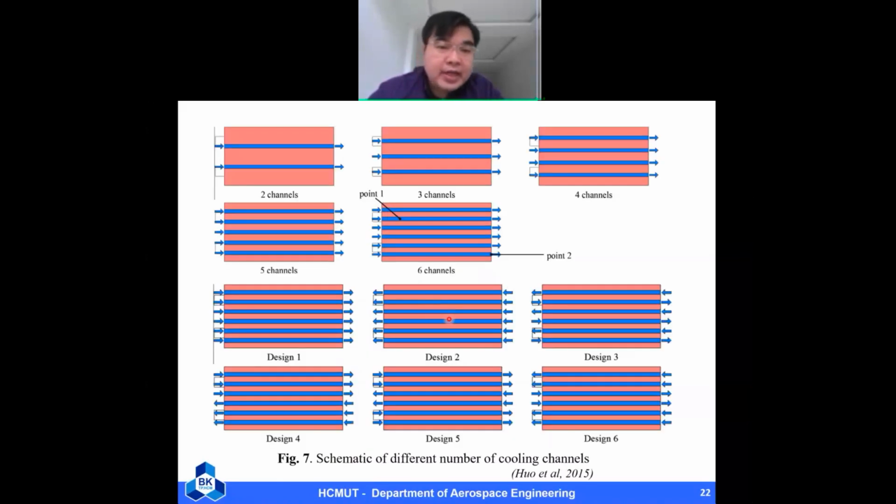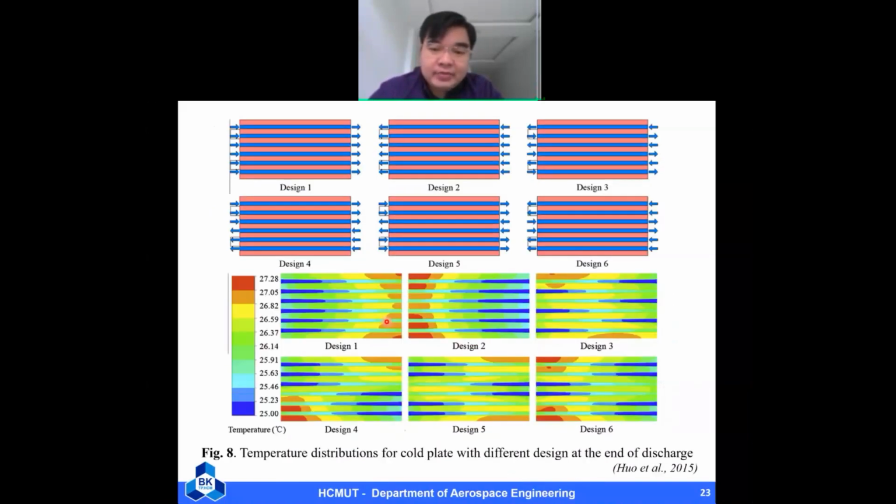Clearly, with simulation, you can do anything you want, because from 2 channels, 3 channels, 4 channels, and also you can assume the flow direction, for example, the same flow direction, the reverse flow direction, etc. And this is some result I take from the paper, and this is the temperature distribution.